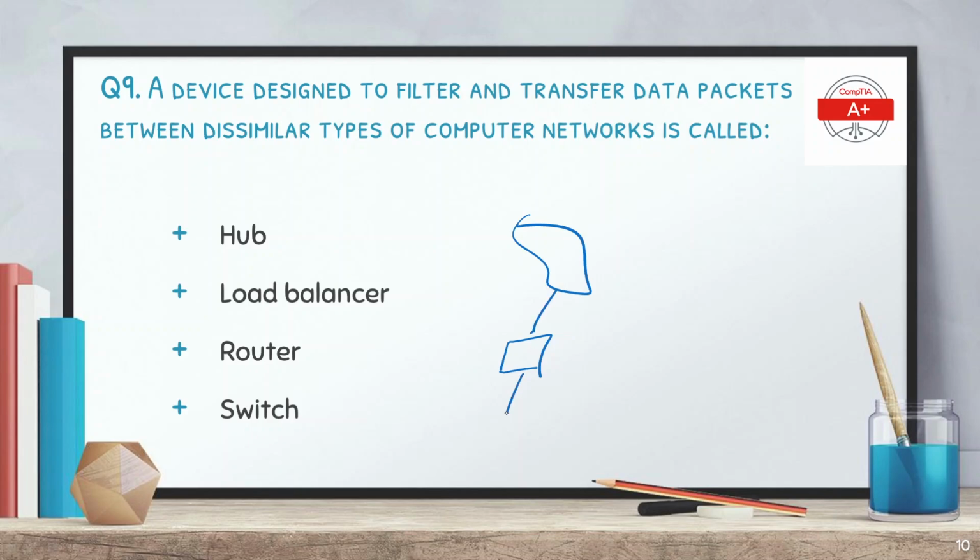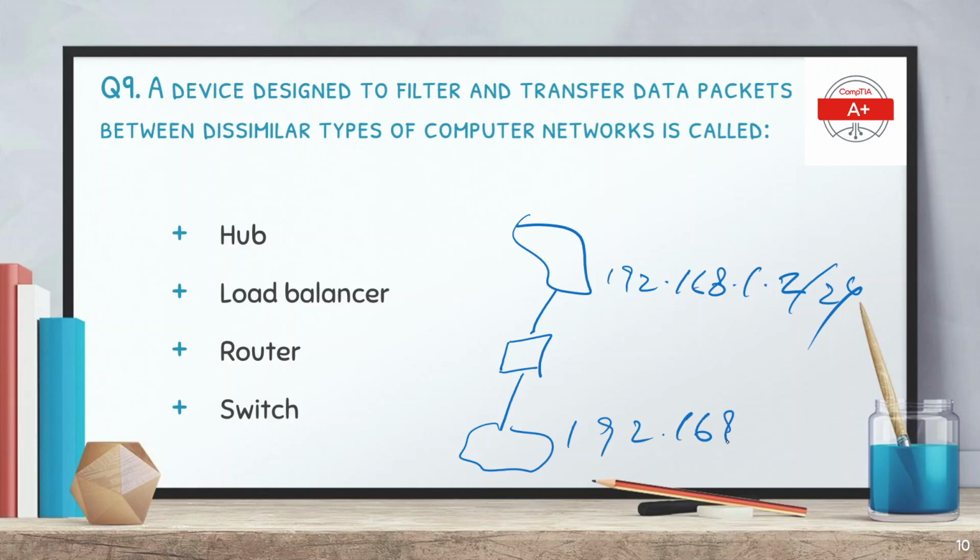By dissimilar networks, I mean that let's suppose we have a network here, its IP address is, let's suppose, 192.168.1.2, let's suppose it's /24, and here we have 192.168.5.0/24. So these are 2 different networks. So which device is used to transmit packets between 2 different networks? And the correct answer is router.